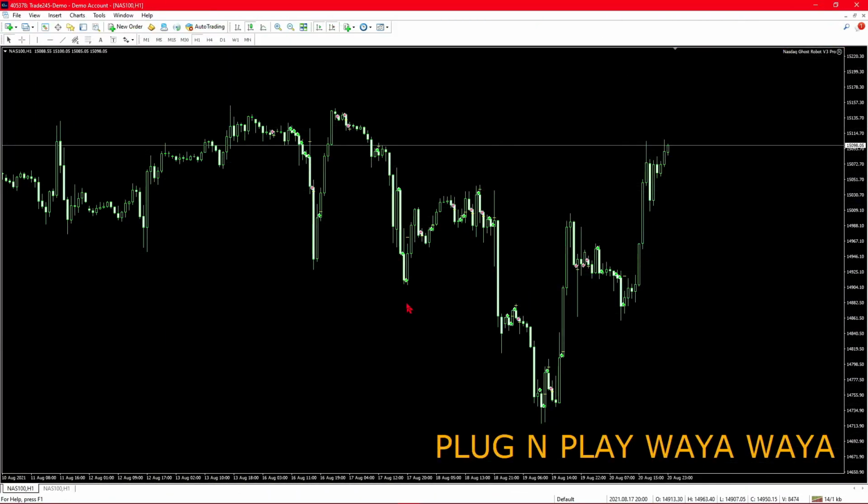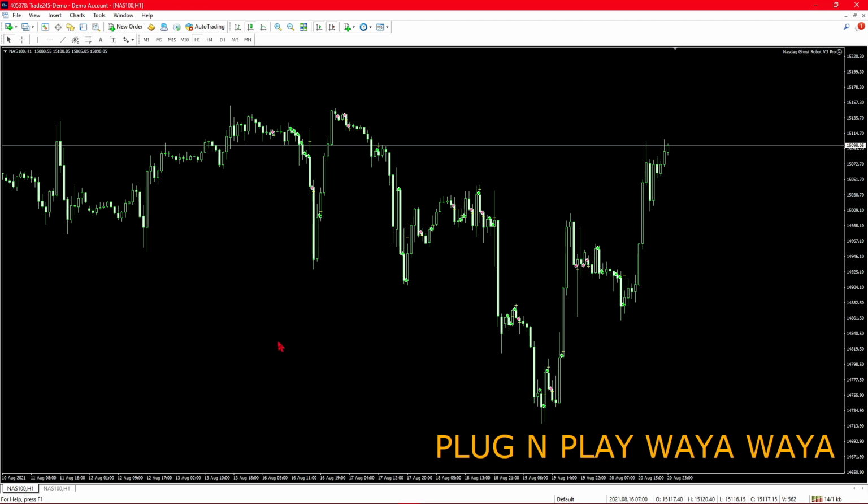So right now we are on my MetaTrader 4 platform, and you can see the familiar text here in the bottom corner. So this is the Nasdaq Ghost V3 Pro, and over here you can see the trades that were taken during the previous week.